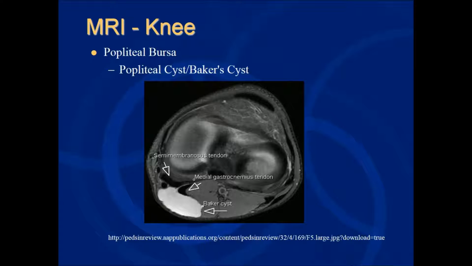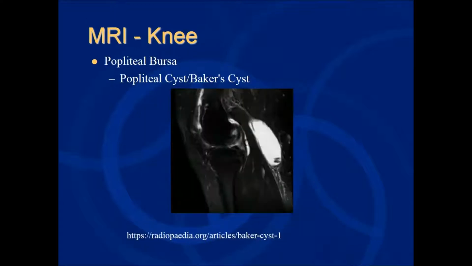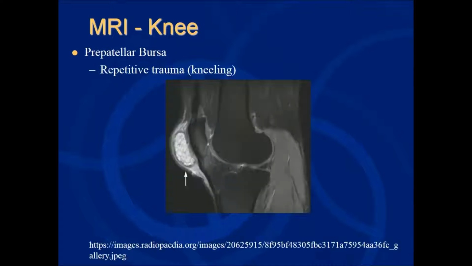Here's an axial image showing a well-circumscribed, simple fluid collection originating in between the semimembranosus and the medial gastrocnemius. Here it is seen in a sagittal image, tracking superiorly and inferiorly as they tend to do. Prepatellar bursa, this is an abnormality from repetitive trauma. Involves a bursa anterior to the knee.